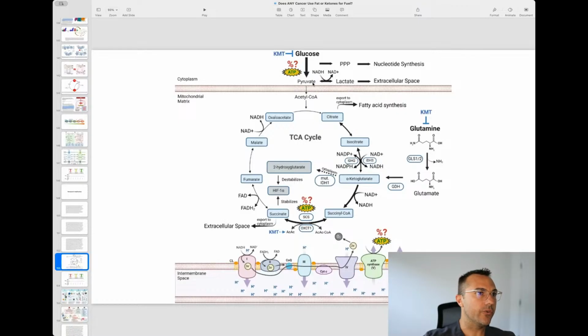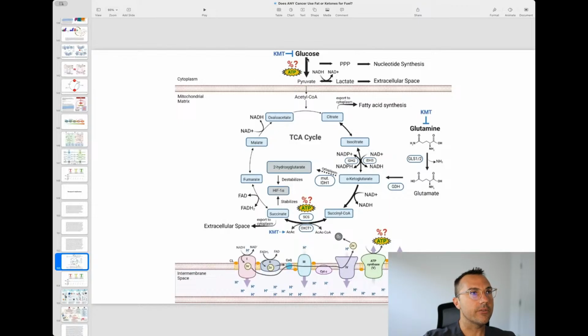Under normal circumstances, pyruvate is going to be converted into acetyl-CoA and then go through the TCA cycle. And then the TCA cycle is going to put off NADH and FADH2, and that's going to go to the electron transport chain and make energy that way, right? That's normal physiology. This is a cancer cell, so it's not doing that.